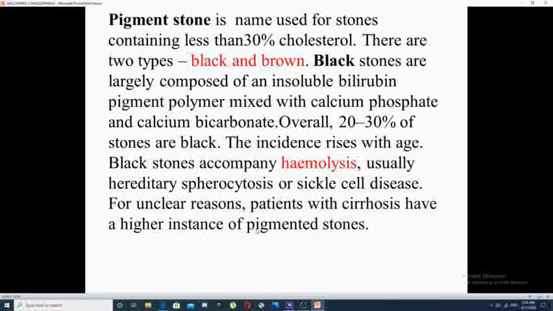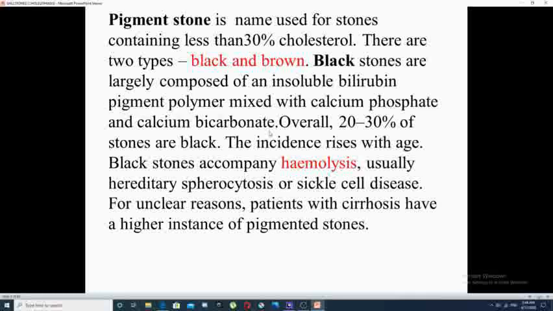The second type of gallstone is the pigment stone, which is the name used for stones containing less than 30% cholesterol. This type of stone is of two types, black or brown pigment stone. Black pigment stones are largely composed of insoluble bilirubin pigment polymer mixed with calcium phosphate and calcium bicarbonate.